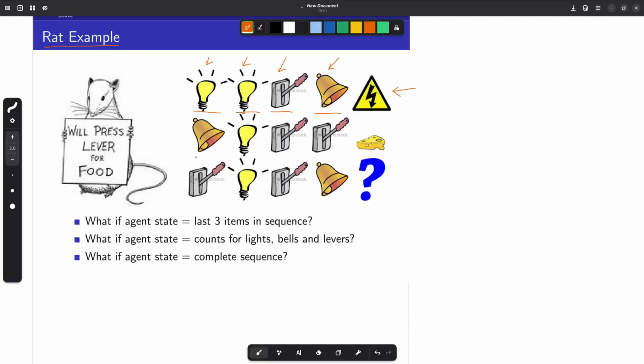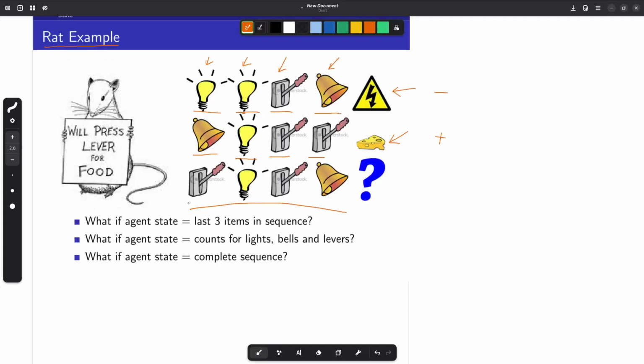In another observation, it hears the bell, it sees the light, it pulls a lever twice, and after that, it receives the cheese as a reward. So the first one was a negative reward, and the second one was a positive reward. And we've been asked to guess what would happen in this sequence.